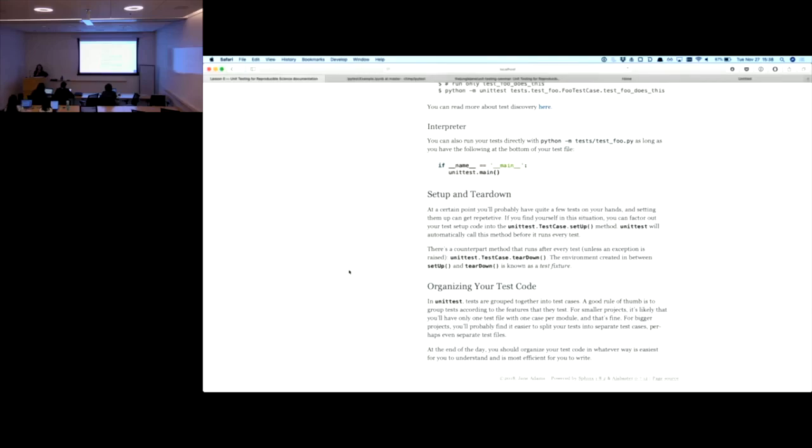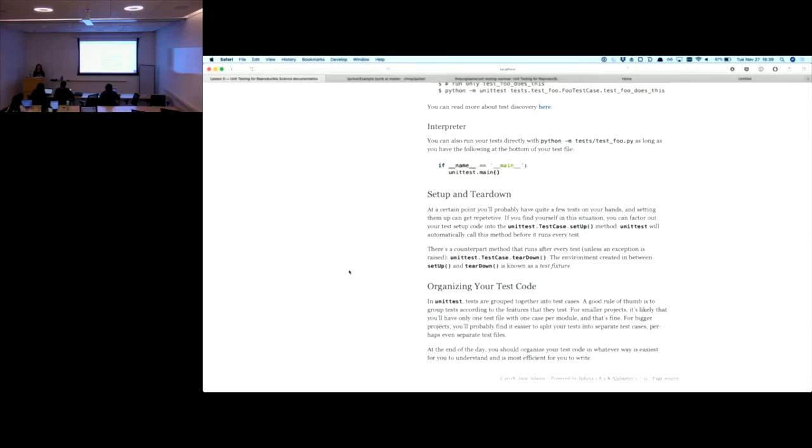Because what it wants to do is make sure that every single one of your tests is running in a completely isolated, pure environment from all of your other tests. So the counterpart to the setup method is the teardown method, which is run after every single unit test, unless an exception is raised, which is an important thing to keep in mind.